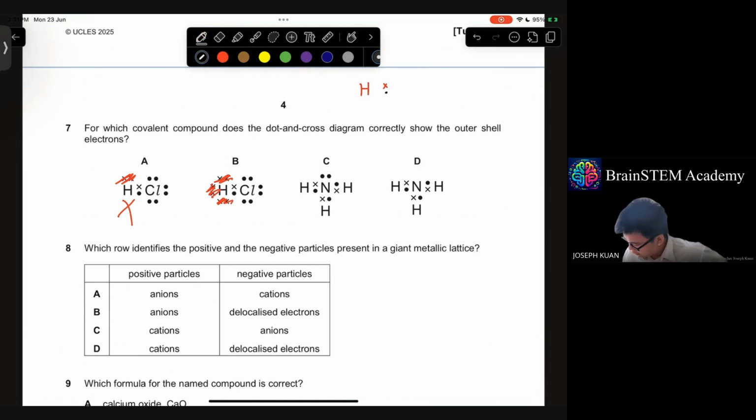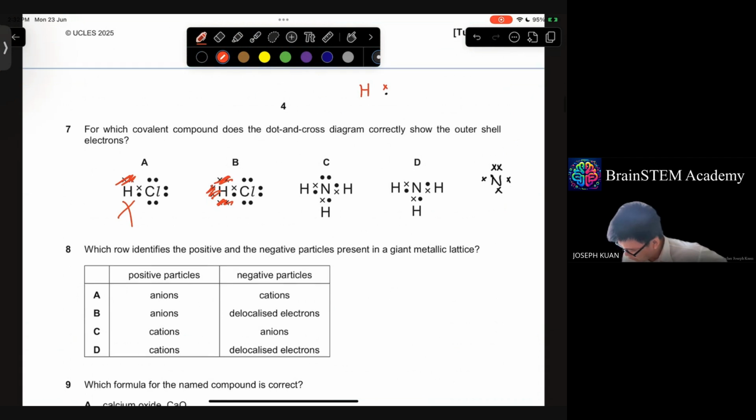Then for our nitrogen atom here, it is a group 5 element. It has 5 outer shell electrons, and it will share with other elements, for example hydrogen, and you will get C as the answer. It will contribute 3 of its electrons for sharing, and in return, hydrogen will share 1 of its electrons. That allows it to get a full outer shell. D is wrong because the lone pair of electrons is missing.